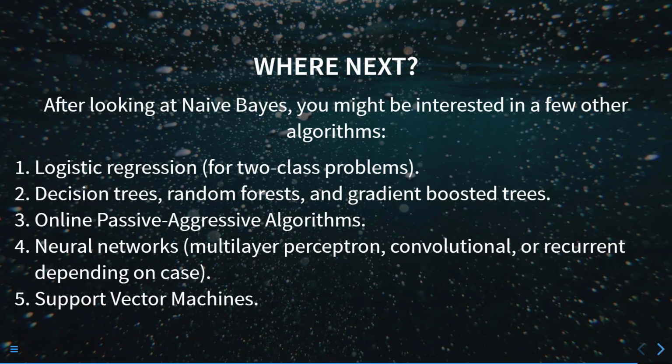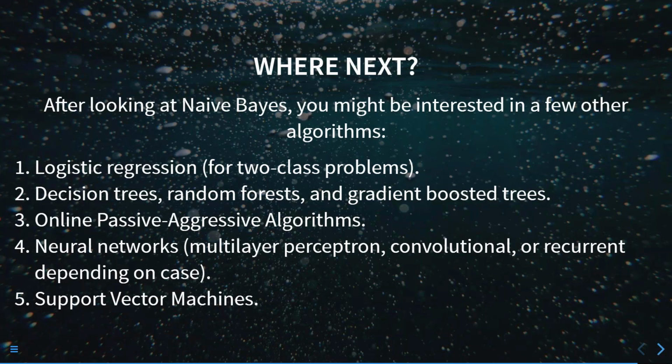Well, after you've looked at naive Bayes, there are some other algorithms that can be interesting. Logistic regression is a really good one if you have a two-class problem, a yes-no, baseball versus business. If you have multi-class problems, logistic regression is not going to work so well. There's an approach where you can do it, it's one versus all, but you might switch to something like decision trees or random forests, maybe gradient boosted trees.